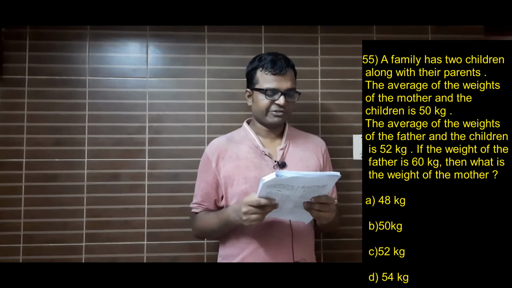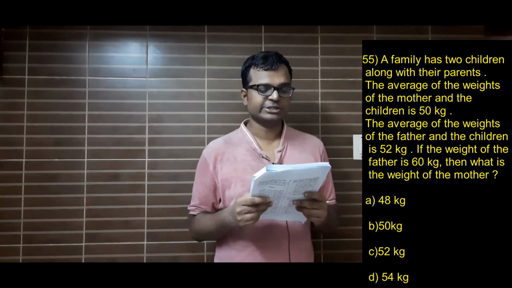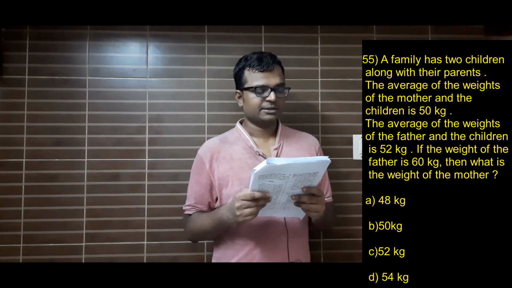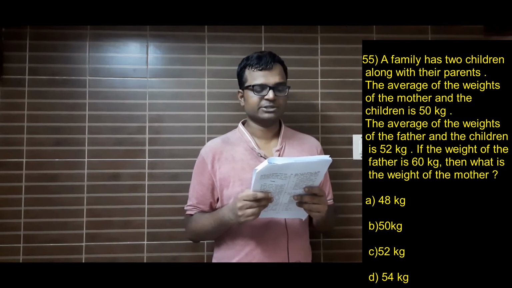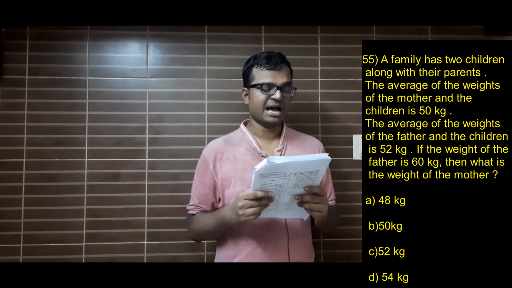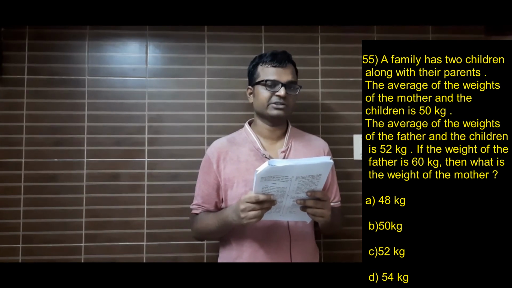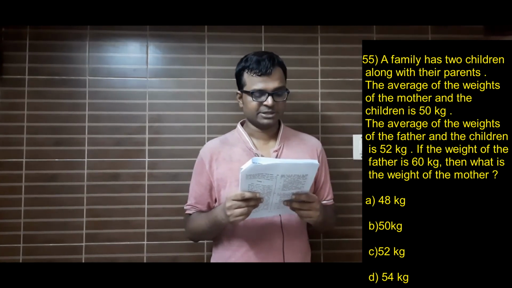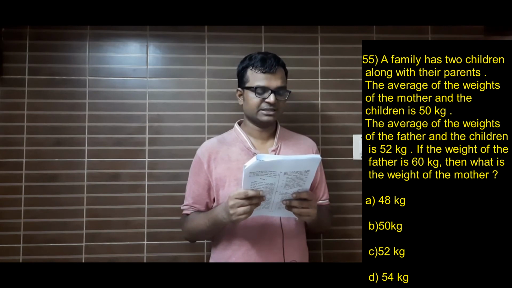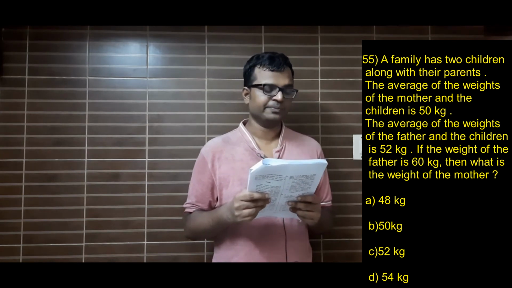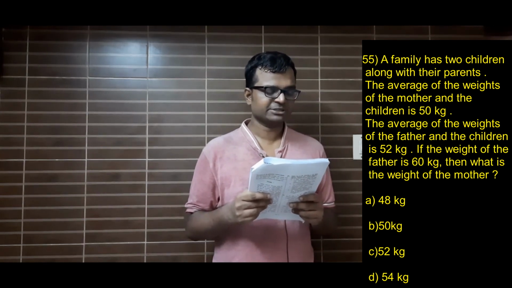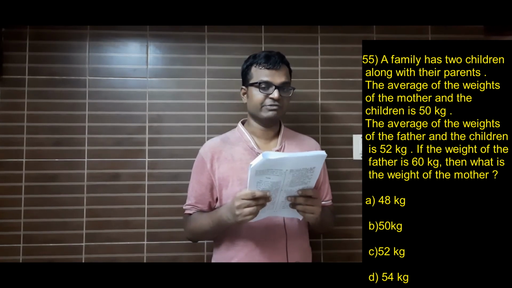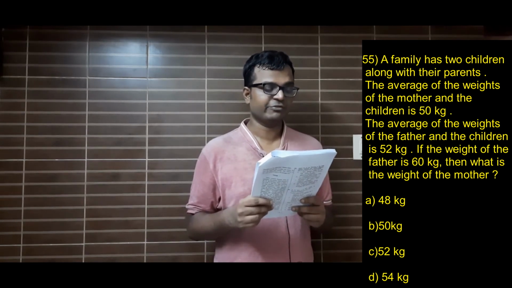In question number 55, we have a family with 2 children along with their parents. The average of the weights of the children and the mother is 50 kilograms. The average of the weights of the children and the father is 52 kilograms. If the weight of the father is 60 kilograms, then what is the weight of the mother? Option A, 48 kilograms, B, 50 kg, C, 52 kg, or D, 54 kg.